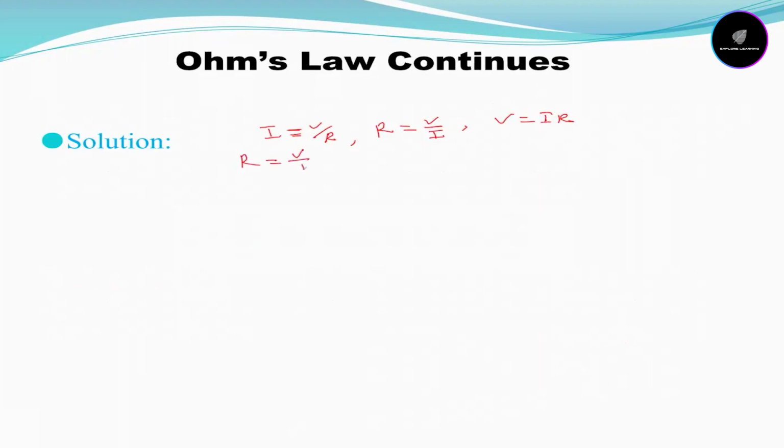So in this case, let's input the values we have for these variables. V is 20 and I is 0.8. Now, for you to do this calculation without a calculator, all you need to do is to multiply through by 10. So you're going to get 200 divided by 8. So that will give us 25.